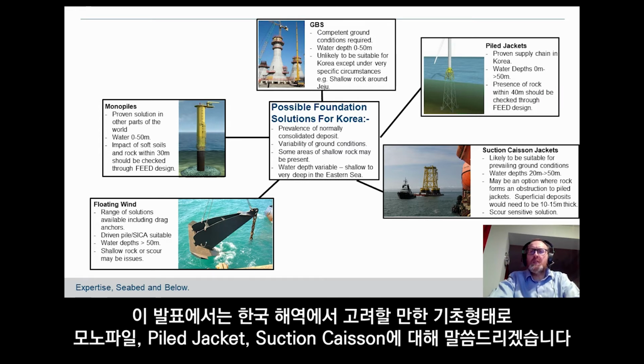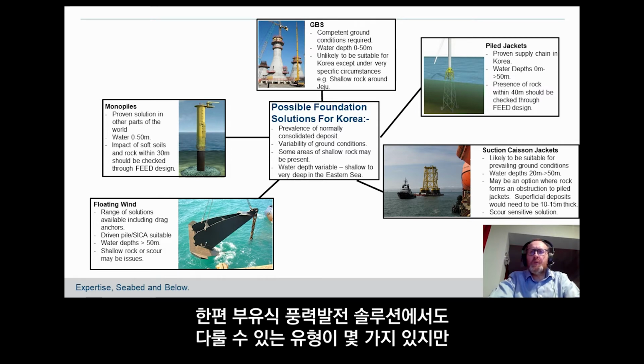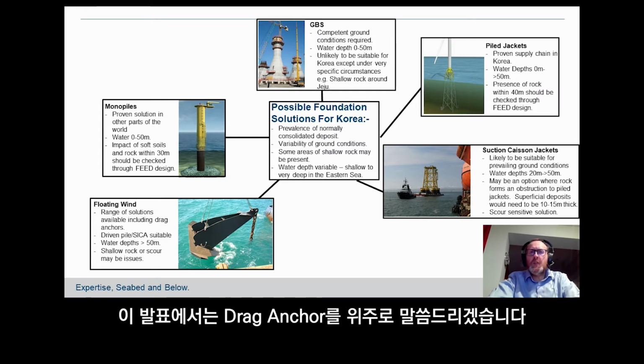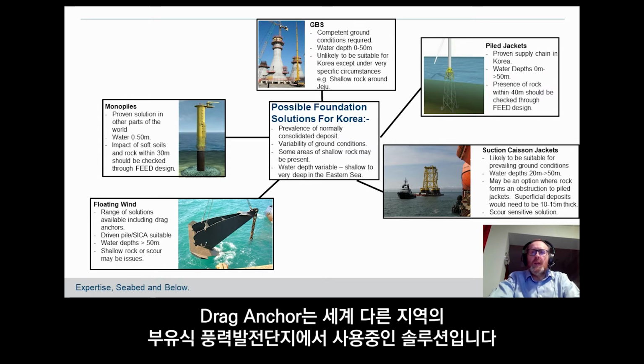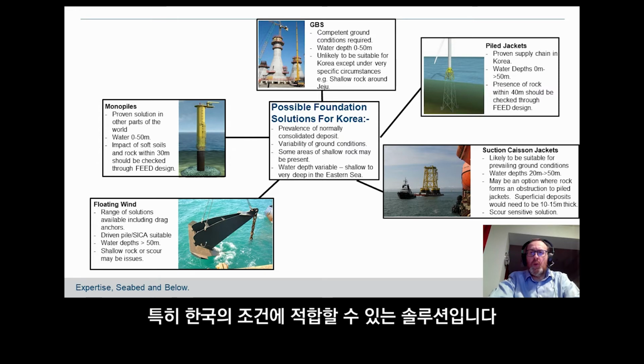So in terms of the presentation, I will talk about monopiles, pile jackets, and suction caissons as options that could be looked at for Korea. In terms of floating wind, there's a number of different solutions that we could talk about, but for the purpose of this presentation, we're going to look at drag anchors. This is a solution that's been adopted on other floating wind farms across the world, and for the conditions in Korea it is a solution that may be viable.